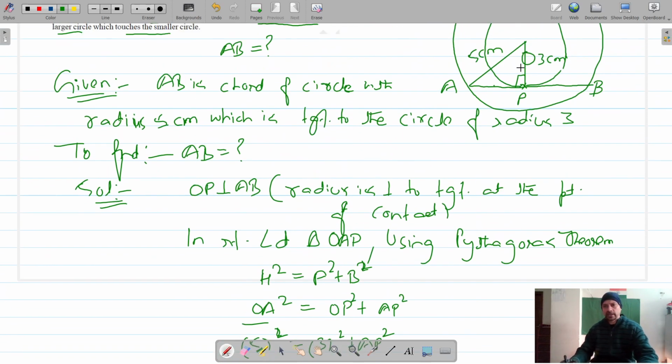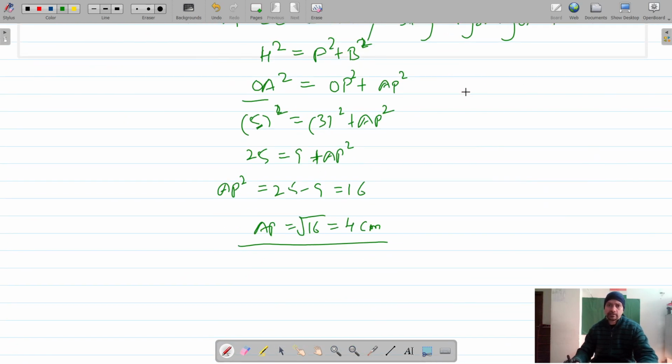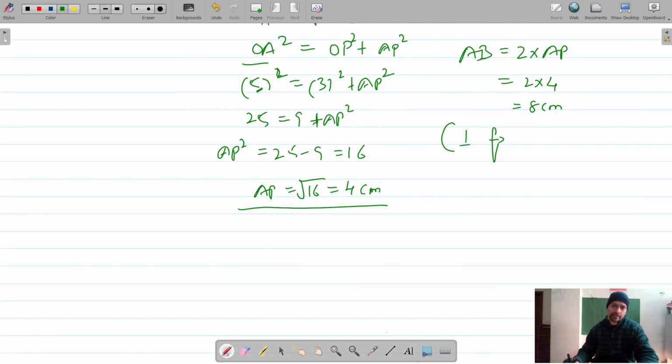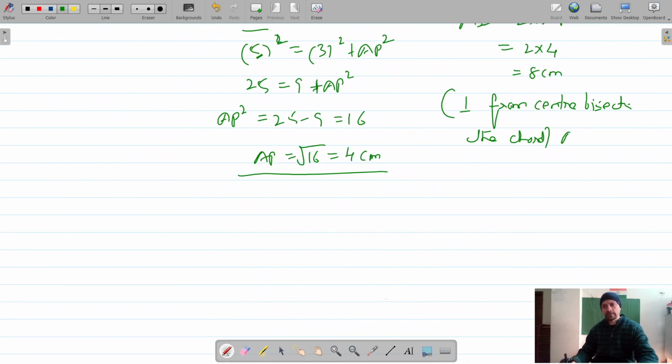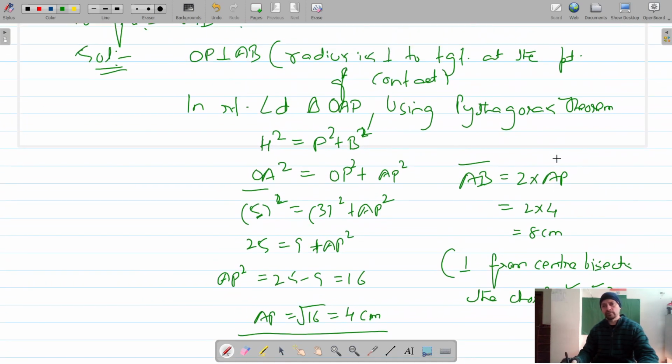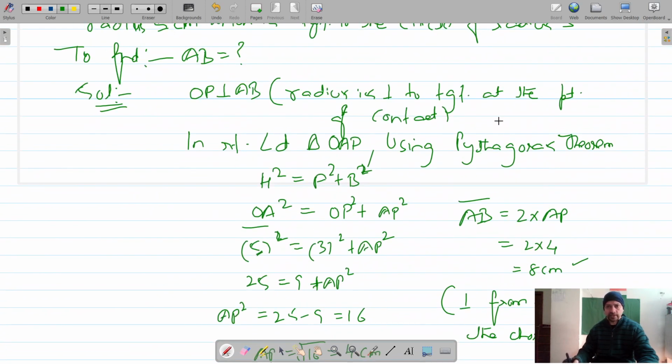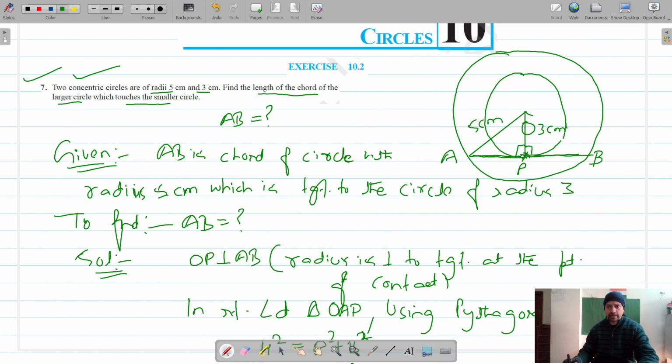So this is AP. And now we know that the perpendicular from the center bisects the chord. So that means AP is equal to PB. So AB is equal to 2 times AP. That gives 2 into 4 is equal to 8 centimeter. And how did we get this? Because the perpendicular from the center bisects the chord. So if AP is 4, PB is 4, then AB is 2 times AP, so that means it's 8 centimeter.